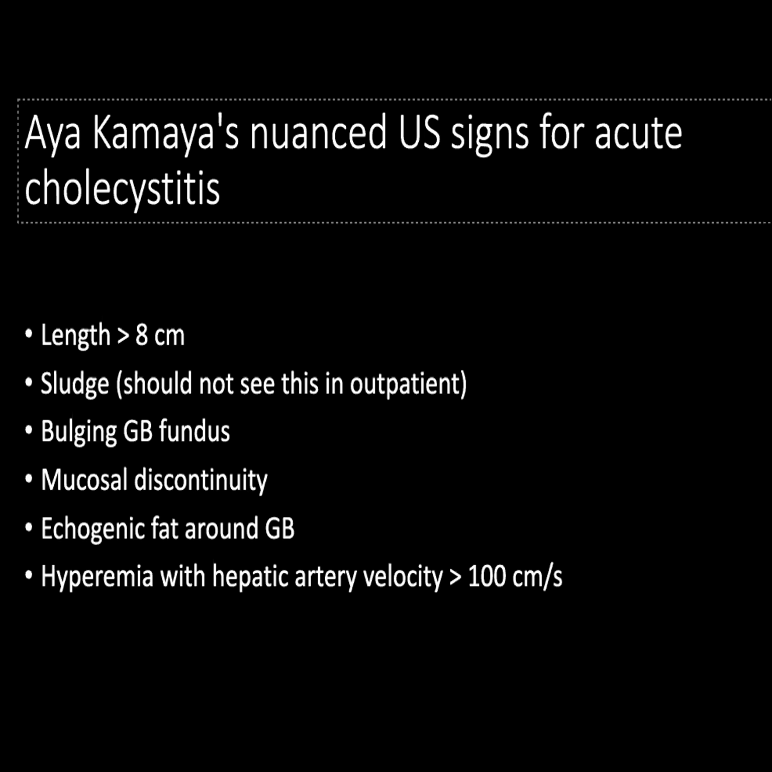This bulging fundus sign, discontinuity of the mucosa. On ultrasound, if you see echogenic fat around the gallbladder. And then also this one she really likes, the hepatic arterial velocity. I will say that if you have really good ultrasound techs and a great ultrasound department, maybe you could do this. A velocity greater than 100 centimeters per second is suggestive of inflammation and cholecystitis.